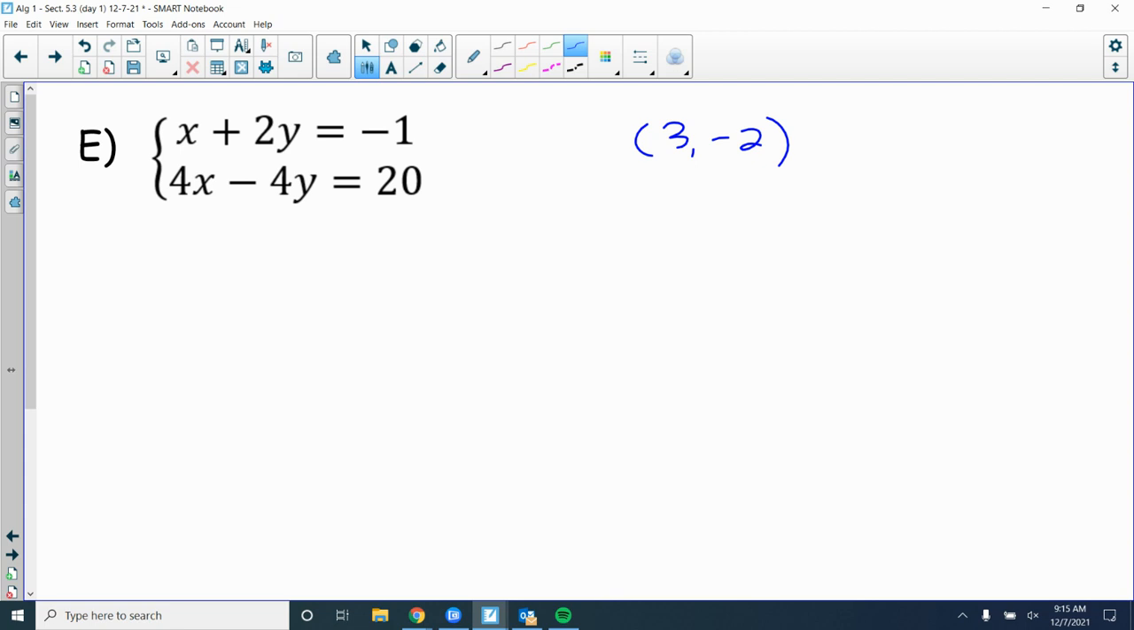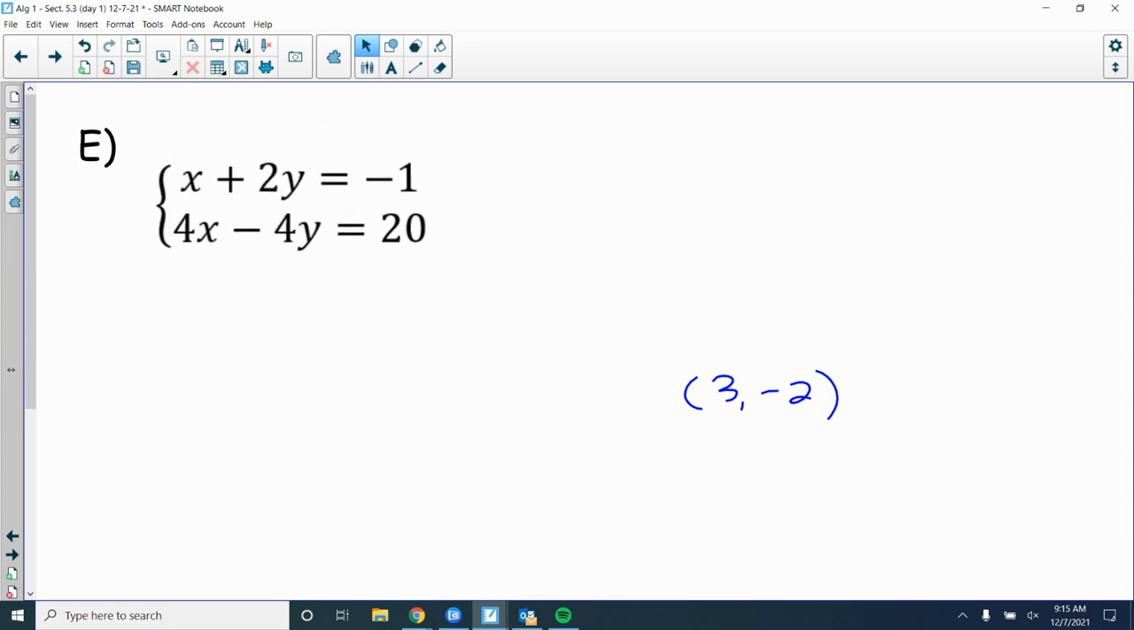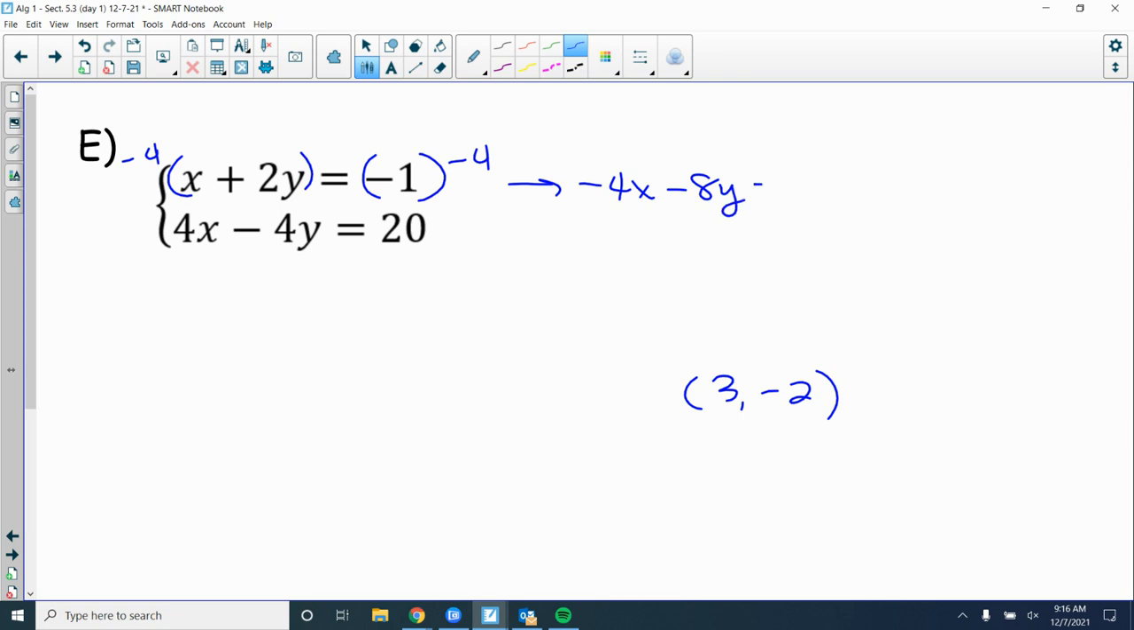Why are you just scratching your head? Or you got an answer? What's the answer? What can I multiply by? He says 4. He is close, but he's not exactly right. -4. Because one of them has to be a negative, one of them has to be a positive. Okay, so if I multiply these both by -4, that gives me -4x minus 8y equals +4. Then the other one is 4x minus 4y equals 20.